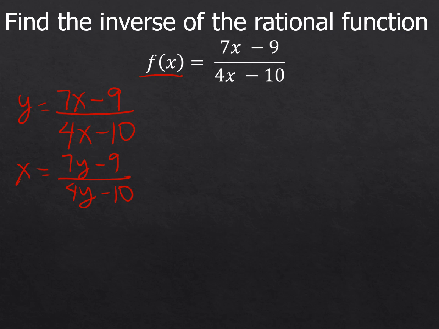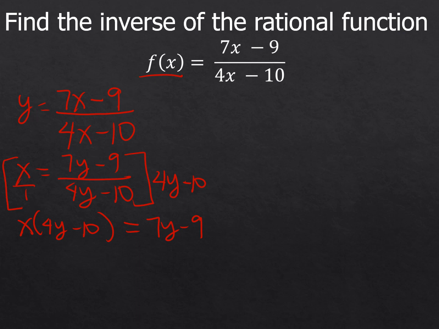After that, we need to simplify this equation. So we need to multiply by its LCD, and the LCD is 4y minus 10. So 4y minus 10 divided by 1 is 4y minus 10. So we need to multiply that by x. So let's have x times 4y minus 10 equals 4y minus 10 divided by 4y minus 10. The answer is 1. So therefore, times 7y minus 9, the answer is itself, 7y minus 9.